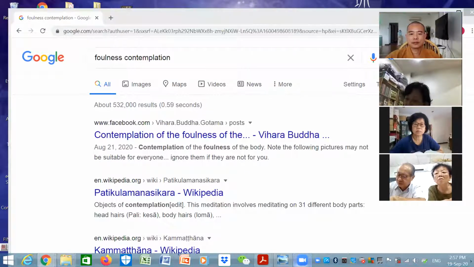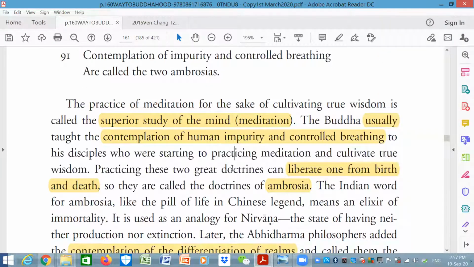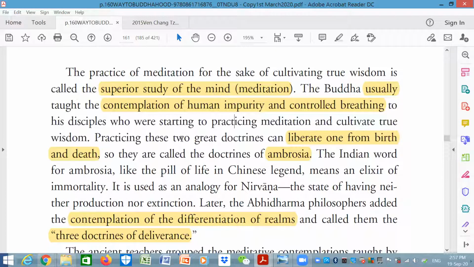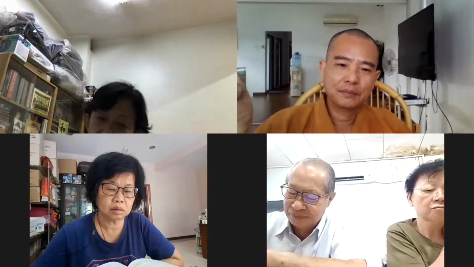Okay, let's take a look. Then you see, practicing these two great doctrines will make you liberated from birth and death. Okay, but anyway, class, this is partially correct with me. Why do I say so? It's partially correct with me. Why? Mr. Leong, Sally first, try to answer why it's partially correct with me. You don't know how, never mind. Mr. Leong, why partially correct with me?